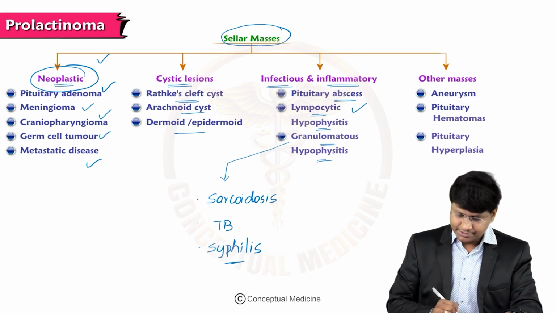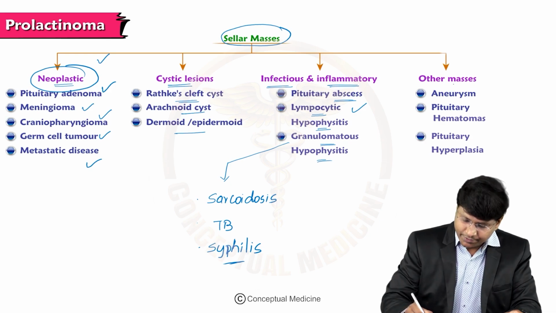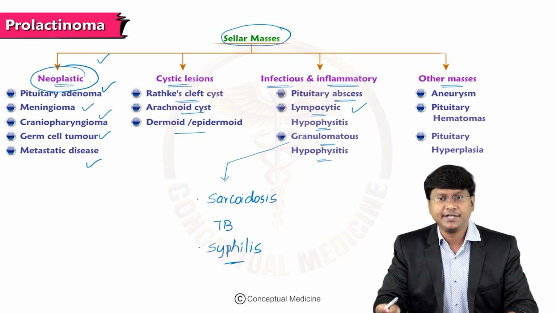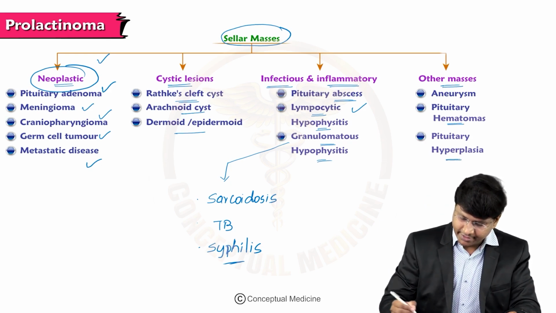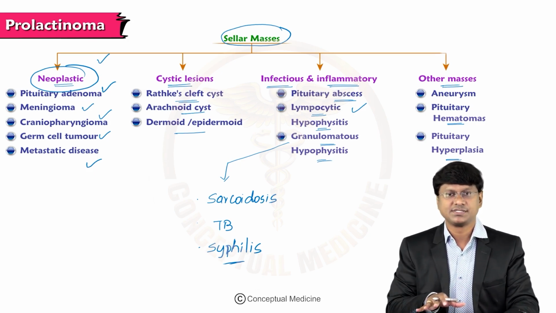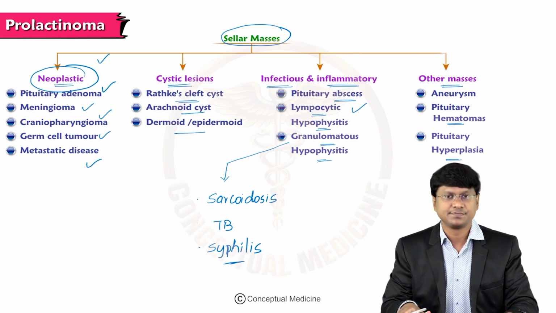So these are the conditions where you will have the granulomatous hypophysitis. Now you take the other masses, other cellular masses. That includes aneurysm, the pituitary hematomas, and as well as the pituitary hyperplasias. See, these are all the cellular masses which can cause the compression on the surrounding structures.